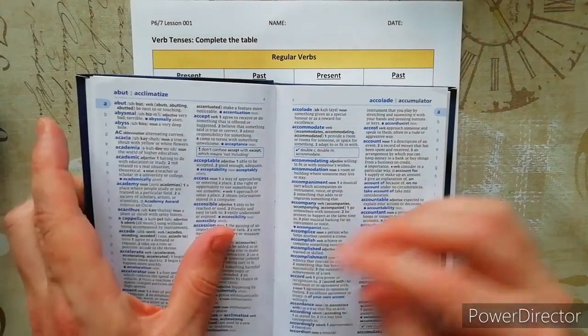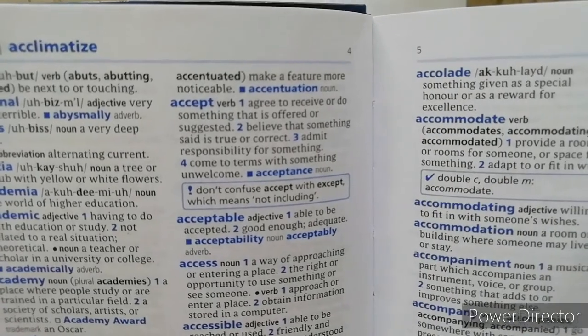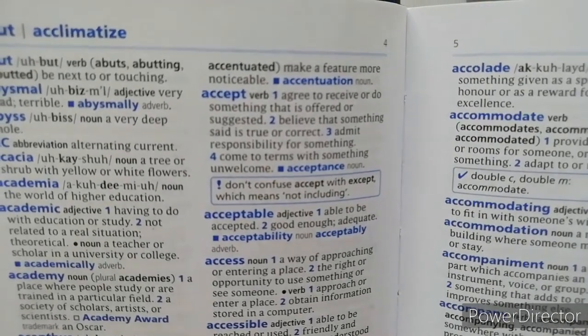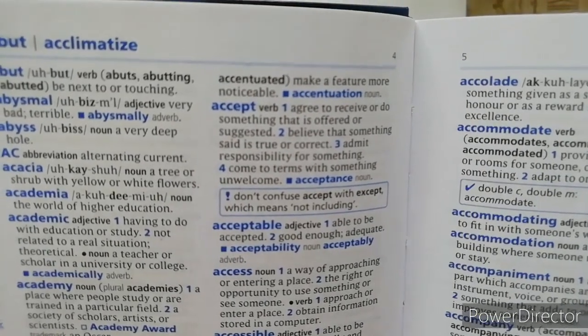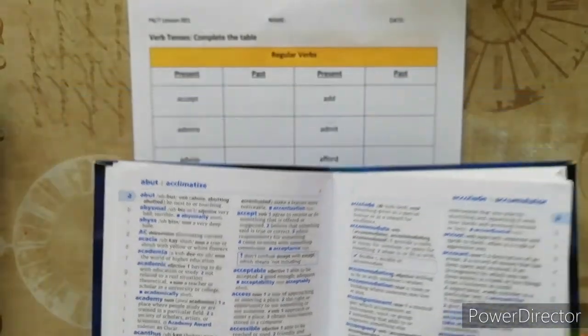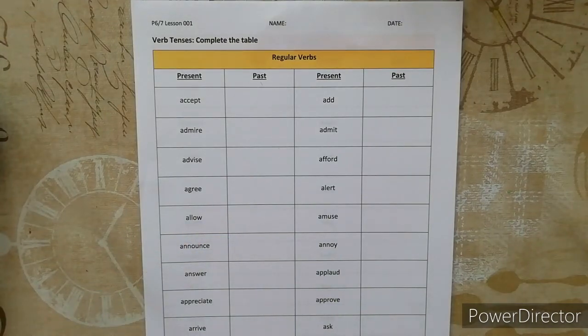Okay, accept. We're going to try and bring this closer to the screen. So there you can see accept is a verb, and it means to agree to receive or do something. Okay? Now that's the present tense of the verb accept. We want to put it into the past tense. Sometimes I think it's good to put the word into a little phrase or sentence. So if it's the present tense, it happened today. Today, I accept. And then for the past tense, yesterday, I accepted.